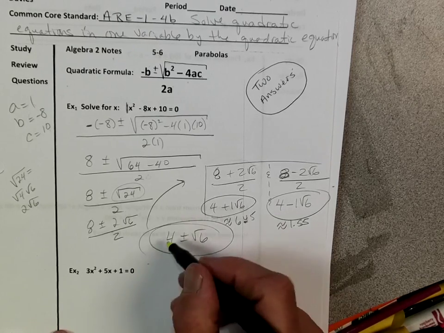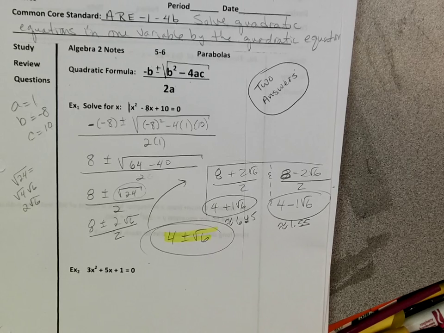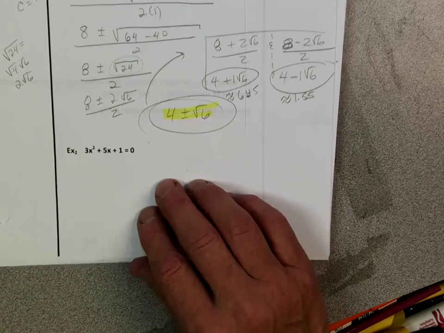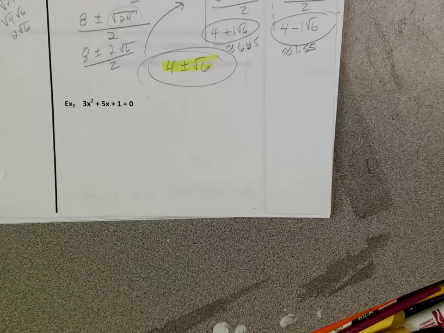Okay, example 2. Same stuff. What we're going to do is use the quadratic formula again, and I wanted to do example 2 because you got a number for A. So slide it back up. The quadratic formula is right here on the board, so we can look at it as I go through.